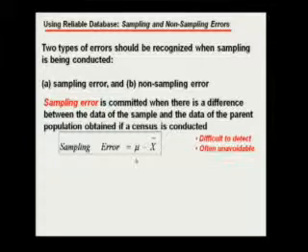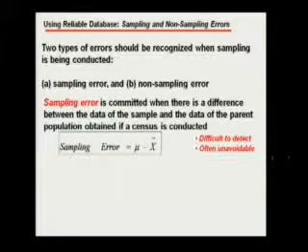So it's very important to understand that sampling errors are difficult to detect or calculate, because in order to calculate sampling error, we have to know the mean value of the population, which we often don't. And we also need to know that they are often unavoidable.